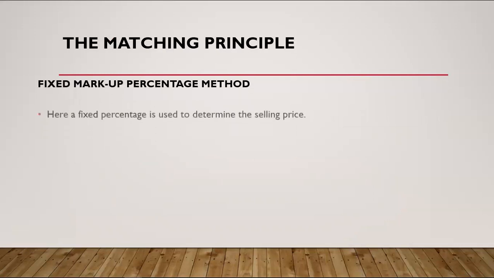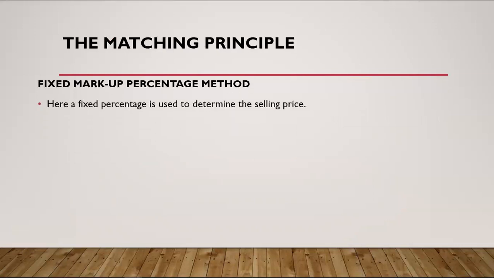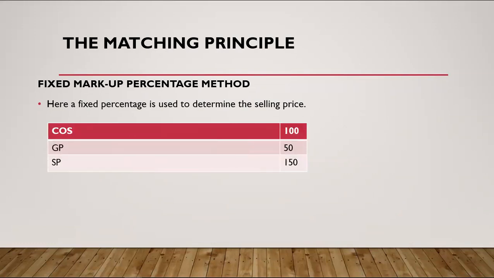We have done the fixed markup method. Now, I just want you to look at this here, where we have cost is 100, gross profit is 15, and selling price is 115. And I did explain what gross profit percentage is.